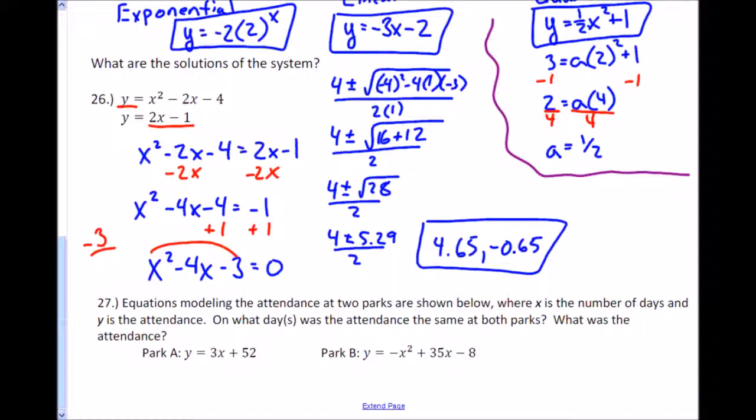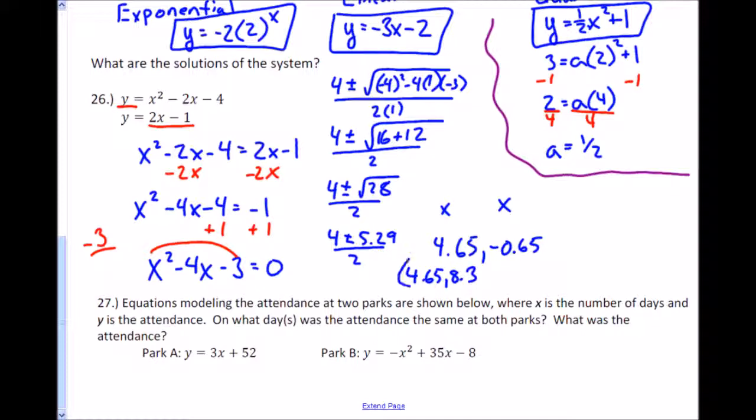And so those are my two answers, but I'm not quite done yet. These are just the two x values I get. Remember, for this, I have to have y values that go with them. So I have to plug each of these back in, okay? And I would just plug these back into the second equation because it's easier. So I would do the 2 times the 4.65 minus 1. So you get about an 8.3. So this is the ordered pair 4.65 comma 8.3.